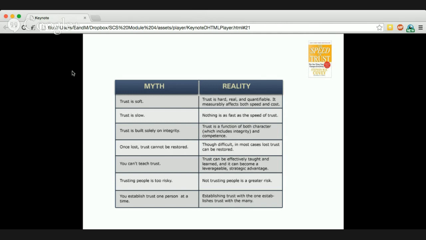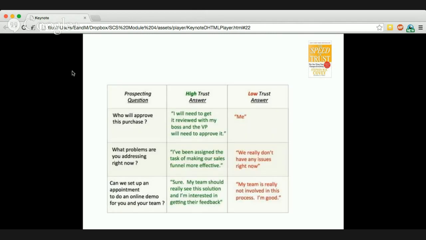And last myth, you establish trust one person at a time. Yes, that's true, but you can also create trust with many different forms of media, like social media, like video, like speeches, courses. You can leverage your trust building.